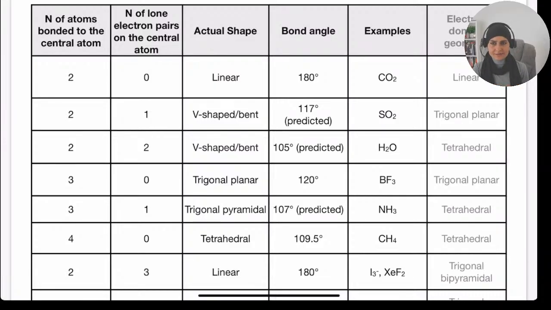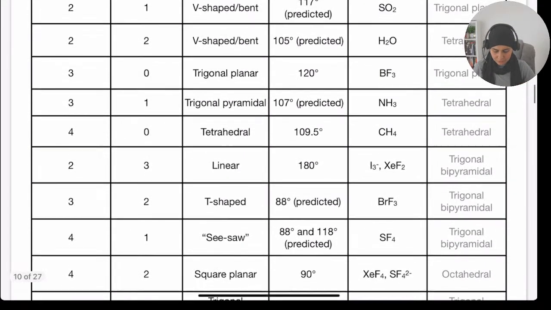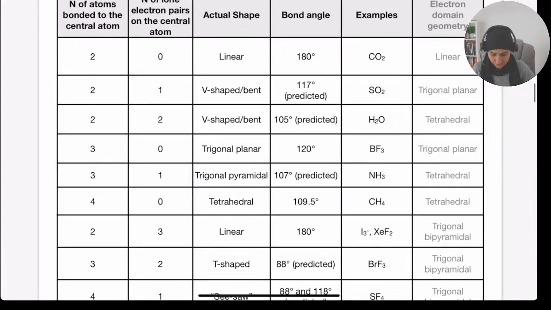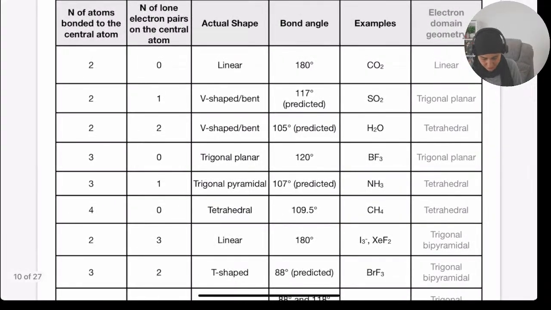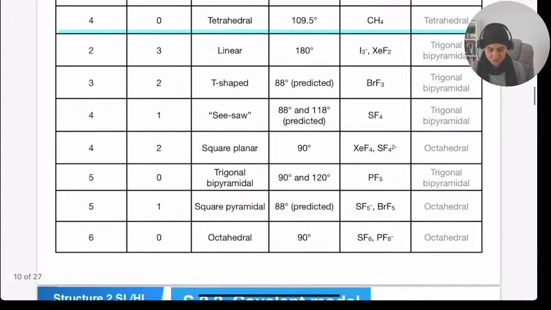If you do not like my explanation, that's fine. You just have to memorize the table then. You can also just learn the whole table with shapes, with bond angles, and with electron domain geometry. That's also fine. Now, for SL students, you need to know this table up to 4 electron domains, so up to this part. You need to know linear, V-shaped, trigonal planar, trigonal pyramidal, and tetrahedral. For HL students, you need to know also up to 5 and 6 electron domains, so the rest of the table you also need to know.